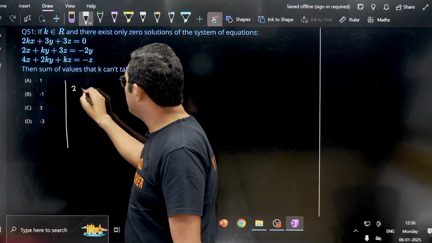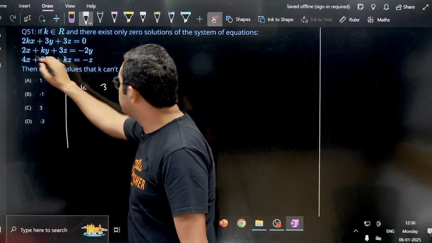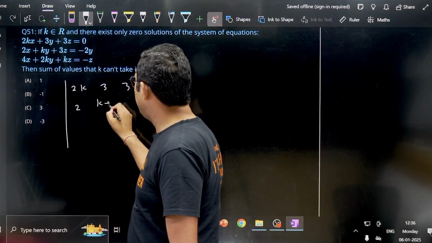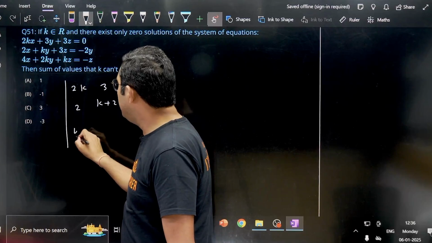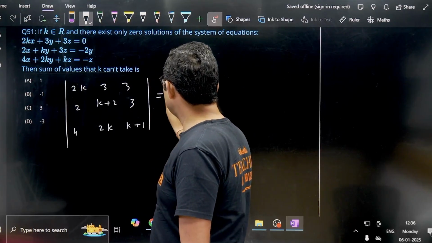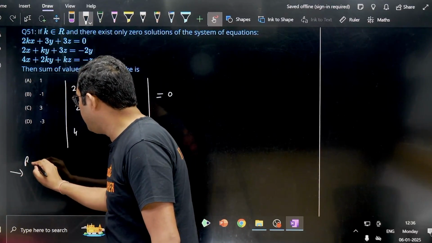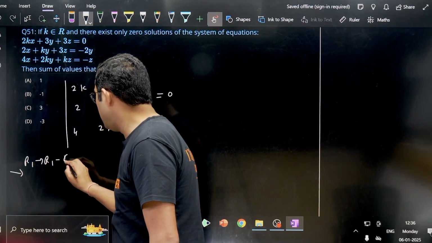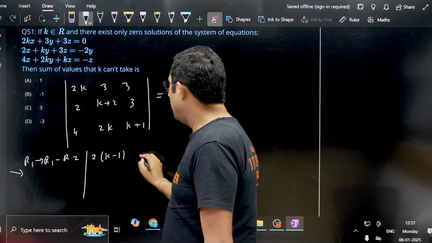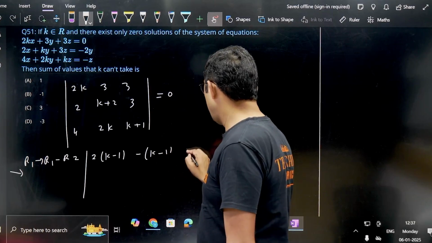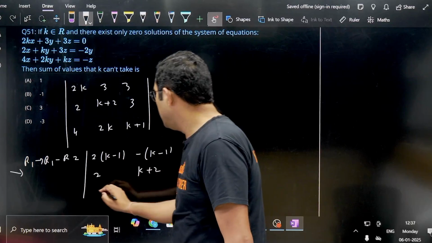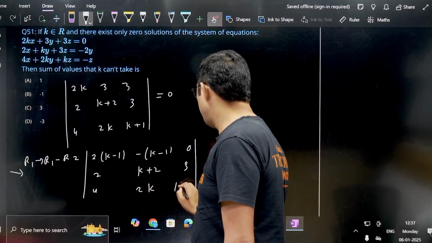is, first, we will get 2k and 3 and 3. In the second row it is 2y, and 2y can be taken on the left hand side. Then the coefficient will be k plus 2, and here it is 3. So 4, 2k and k plus 1 here. Now we can use a property: if I do R1 minus R2, the first row will become 2 times k minus 1 here, and here minus common k minus 1, and here it will be 0. 2k plus 2 and 3 here, 4, 2k and k plus 1 here.